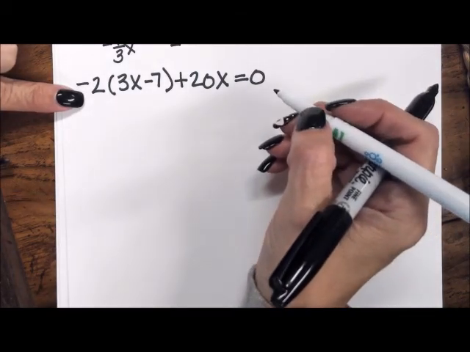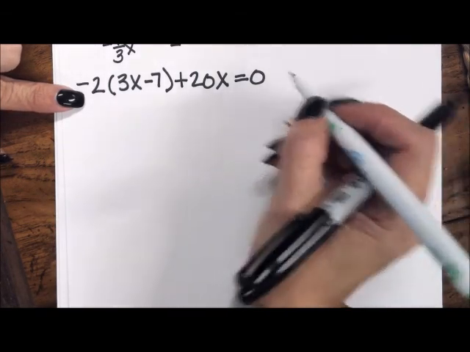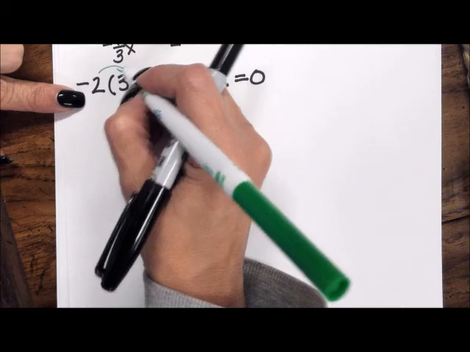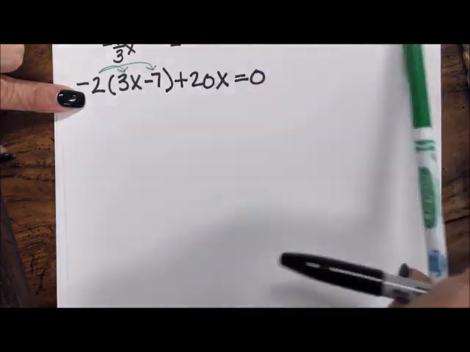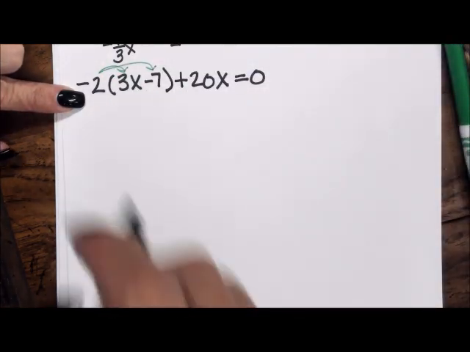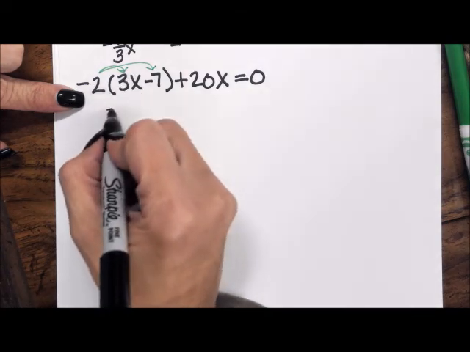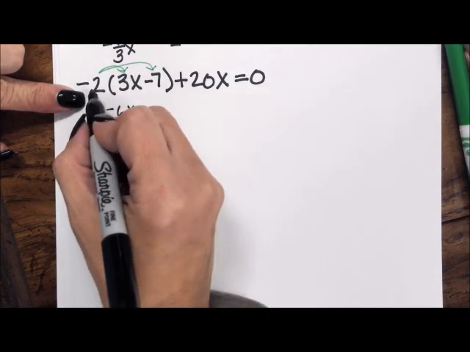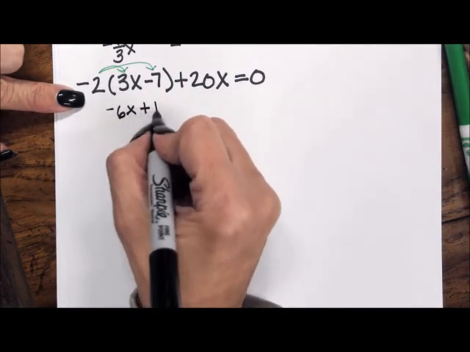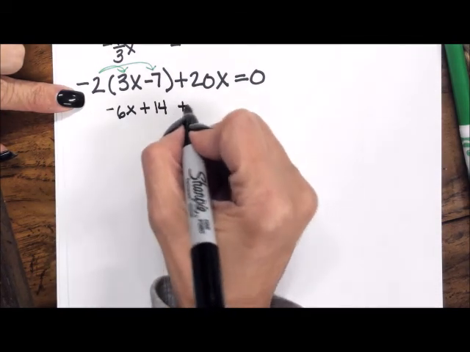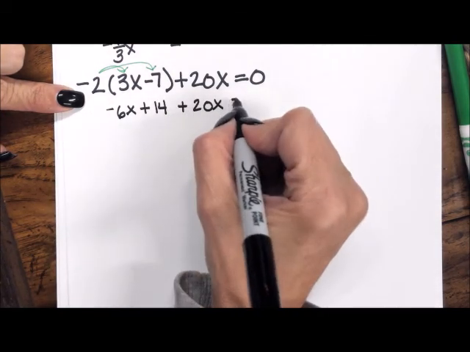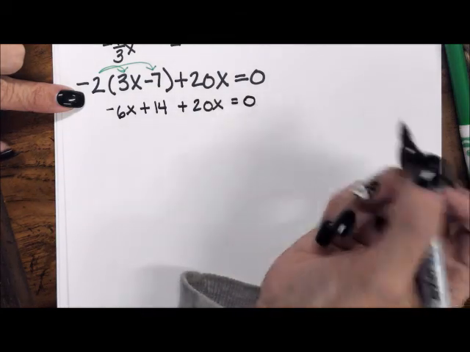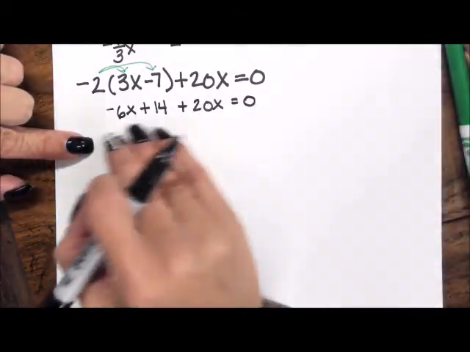Alright, here we go. -2 times (3x minus 7) plus 20x. Alright, hippity-hoppity, distributive property. Here we go. Remember, pause the video if you haven't worked it yet. -2 times 3 will give me -6x. -2 times -7 will give me plus 14. Plus 20x equals 0. Don't let that 0 throw you off. 3 terms on one side.